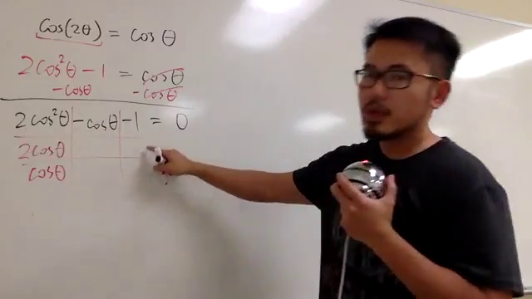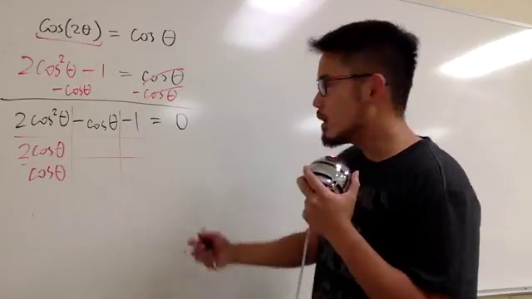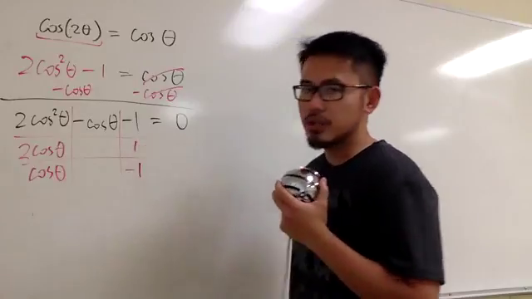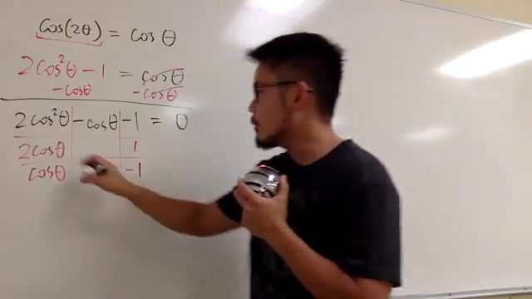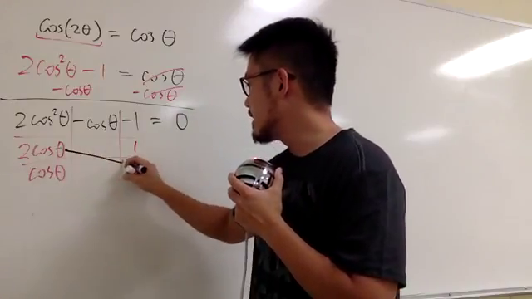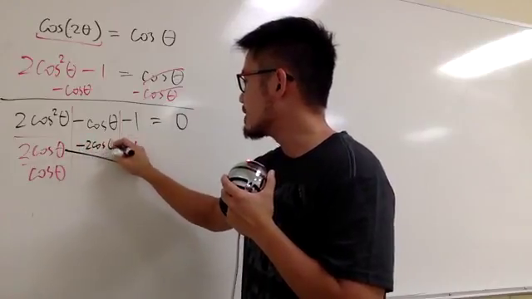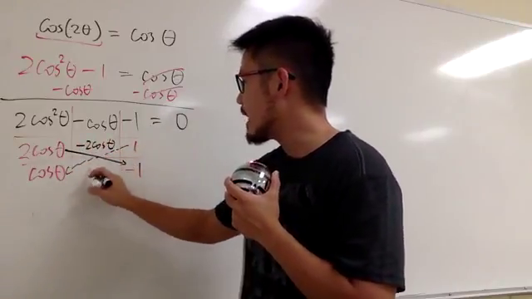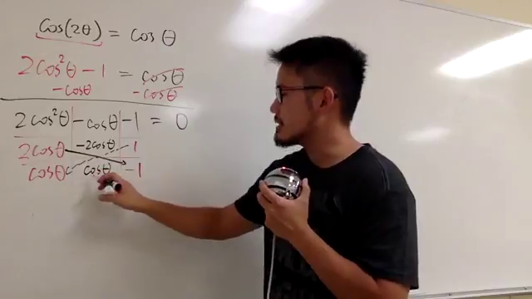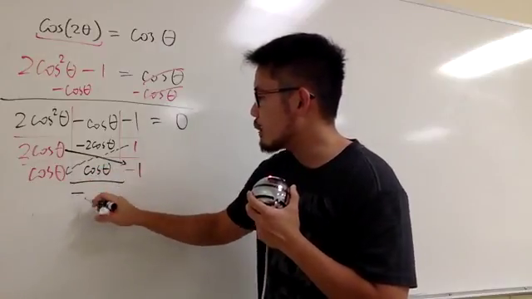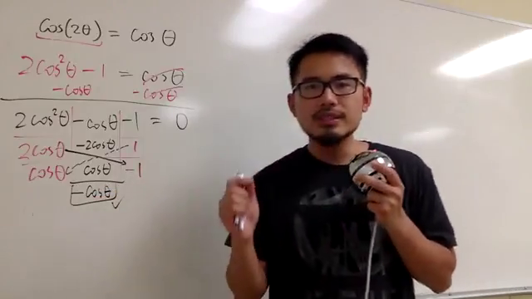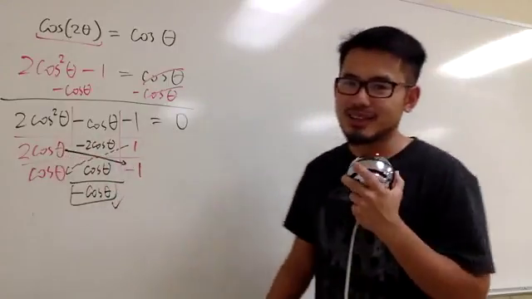And then right here, what times 1 will give me negative 1? Well, negative 1 times 1, right? But be sure you put a negative 1 here and then a positive 1 here. Why is this correct? We'll do a quick check. We multiply diagonally to check. 2 cosine theta times negative 1 give us negative 2 cosine theta, and then we take 1 times cosine theta give us positive cosine theta, and then negative 2 cosine theta plus cosine theta, right? When you combine these two, we do end up with negative cosine theta, and that means this is the right combination.